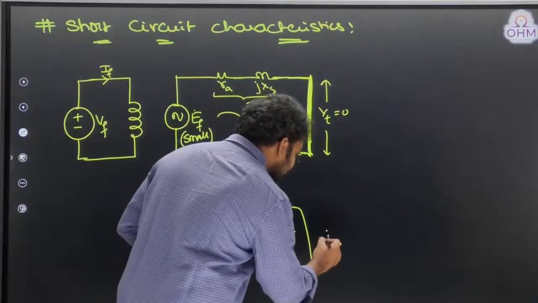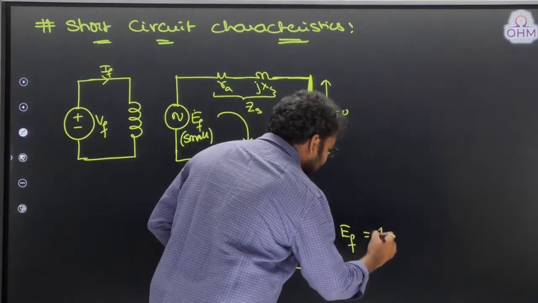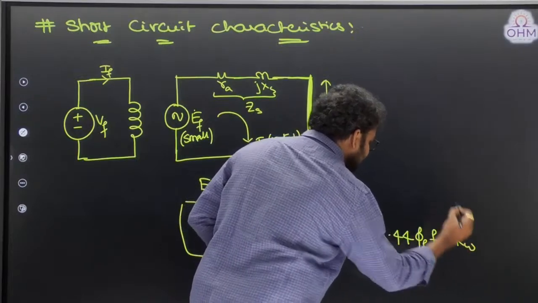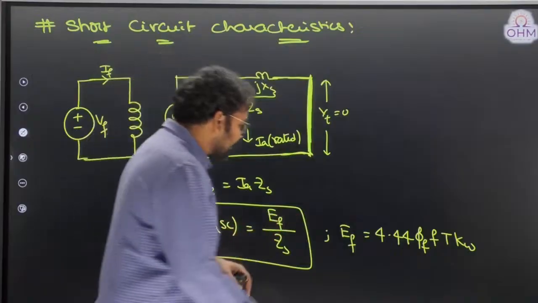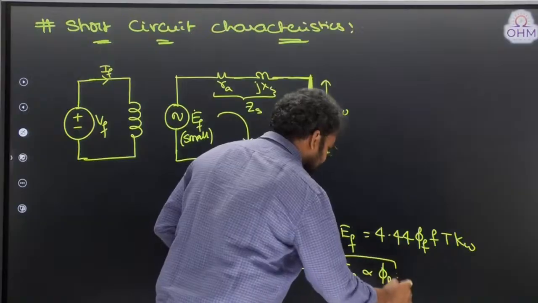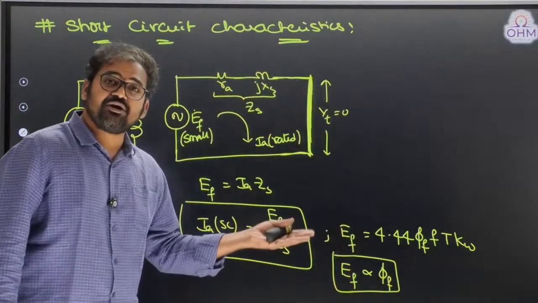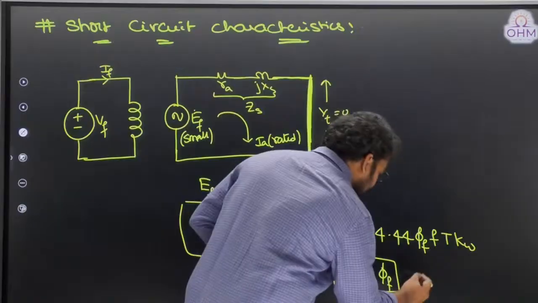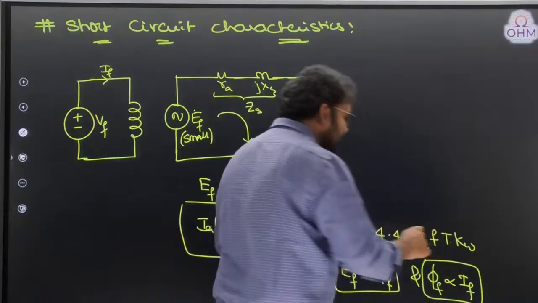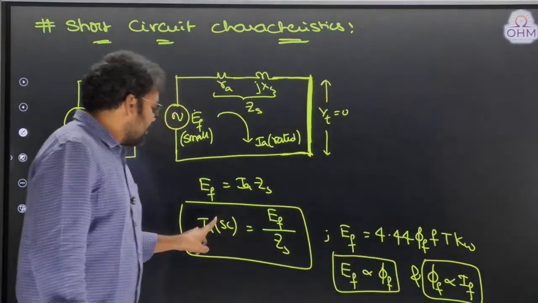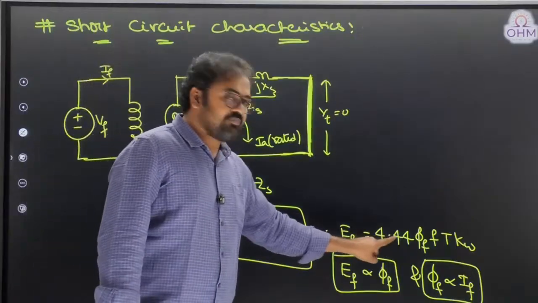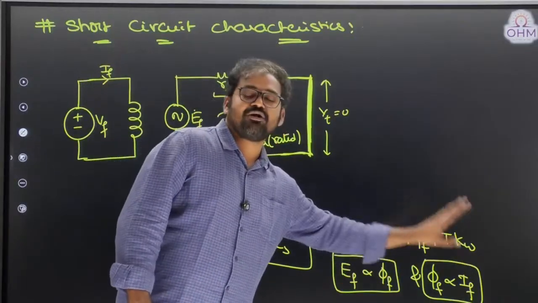What is the formula for induced EMF? Induced EMF is equal to 4.44 into field flux, frequency, number of turns, into winding factor. Therefore, can I say from the formula EF is directly proportional to field flux? Next, field flux will depend upon which current? Field current. I can write field flux is directly proportional to field current. Therefore, overall, what is the observation? Short circuited armature current depends upon EF. EF depends upon phi F. Phi F depends upon IF.